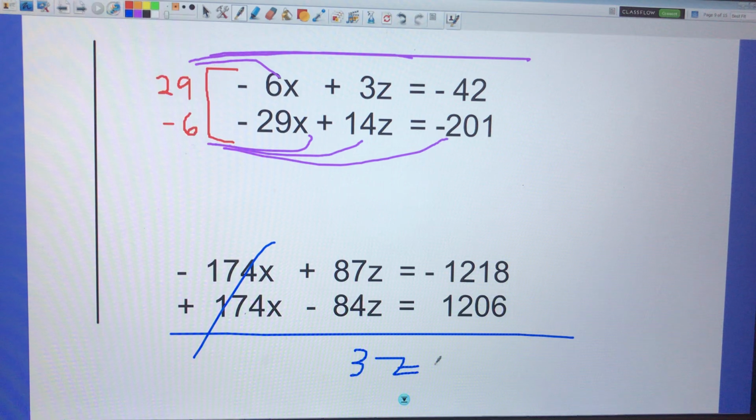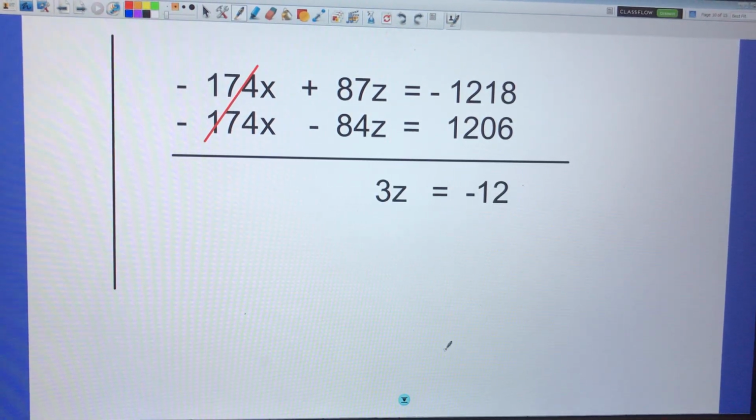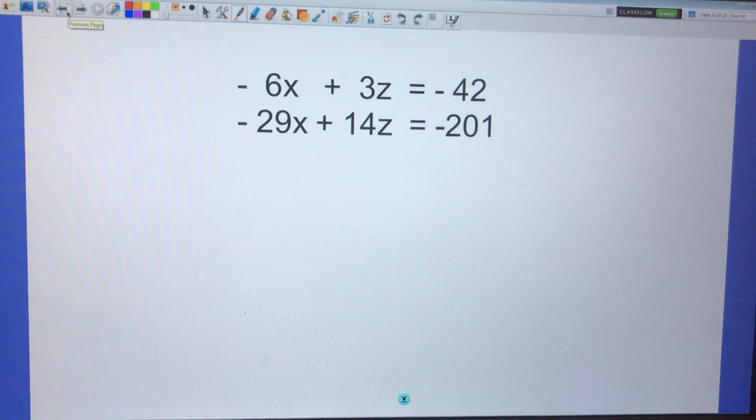3z equals negative 12, okay? 3z equals negative 12. Divide by 3, and I get z equals negative 4. Okay, so I have one letter. Remember, we need 3 letters since it's 3 variables. So go back to one of your star equations, so you're going to have to pick one of your star equations.